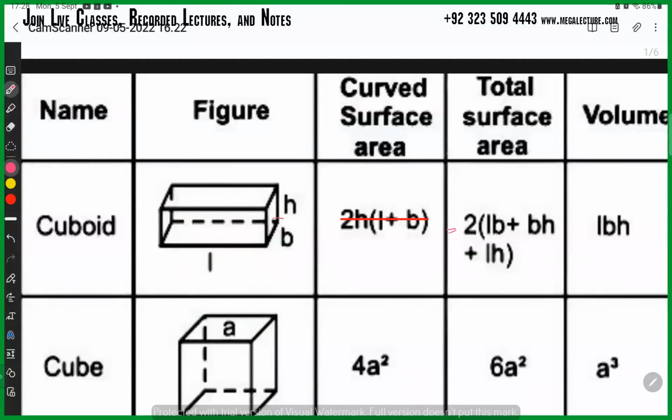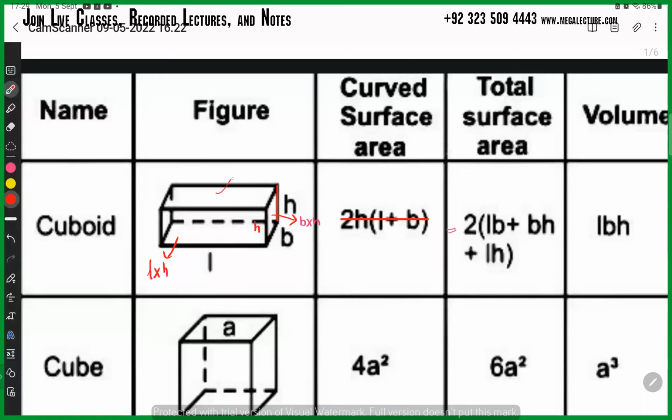What is the area of this side? This side only. It's going to be base multiplied by height. Very good. Base multiplied by height. Excellent. Okay. So this side basically has this area. If I talk about this side, yes. If this side is H, what is this side going to be? It's also going to be H. Very good. So this side is also H. And the area is going to be length multiplied by H.